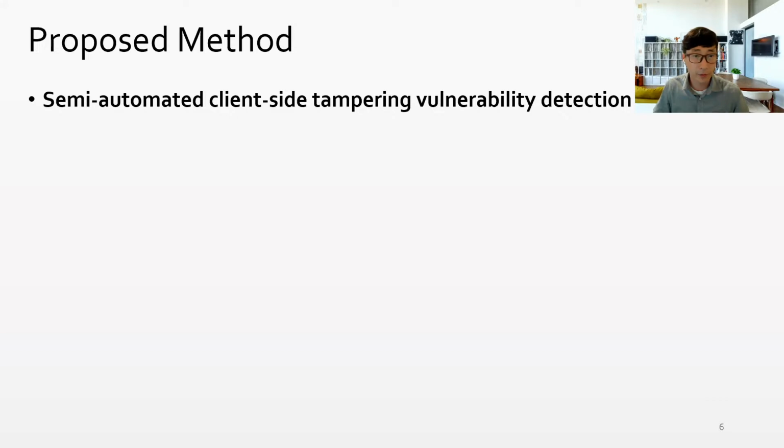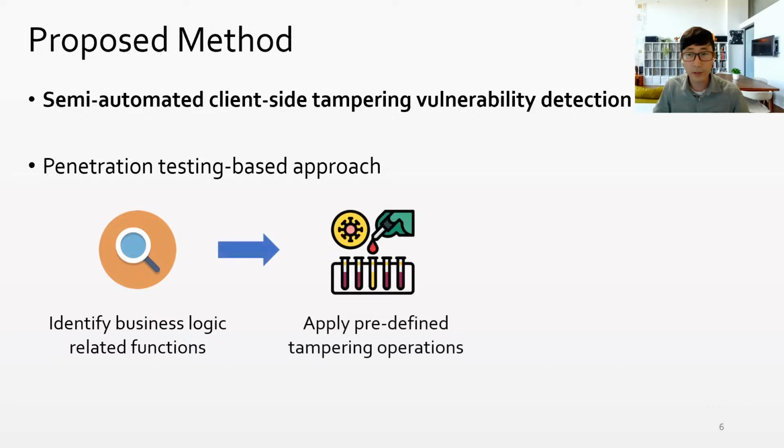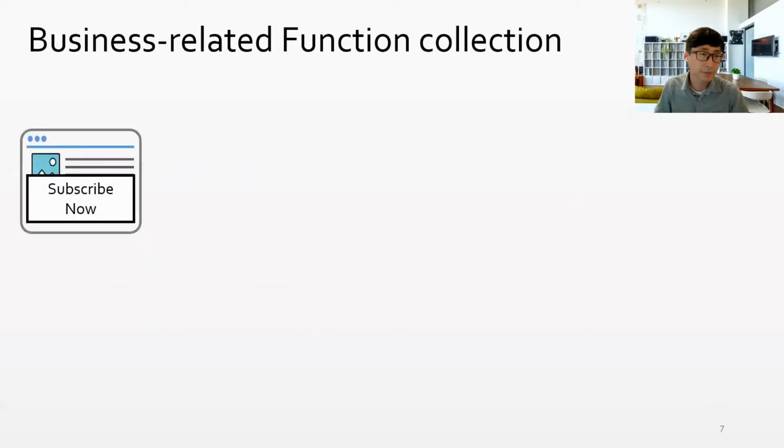Therefore, to prevent the threat in advance, we propose a semi-automated system to detect the client-side tampering vulnerability. We use a penetration testing-based approach. Our system identifies business-related functions, applies predefined tampering operations to the logic, then tests the tampered execution. Let's see each procedure in detail.